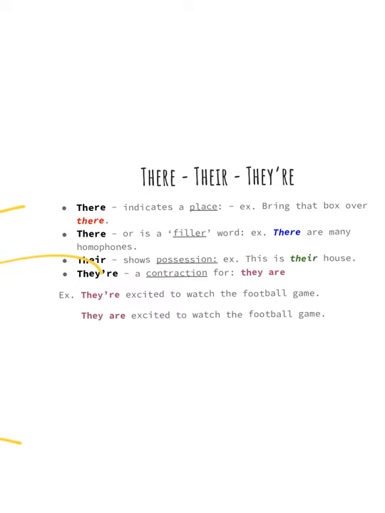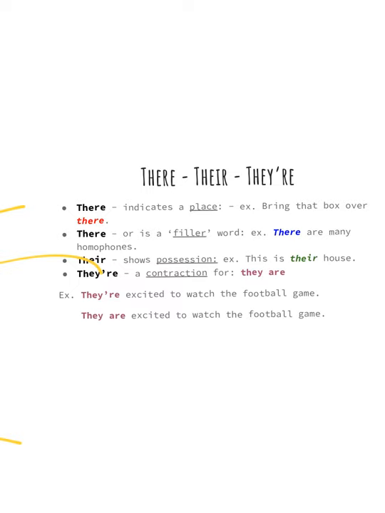Our first there, T-H-E-R-E, is used in two different ways. The first and most common is to indicate a place. So, for example, bring that box over there. All right, there meaning a place. It could be over in the corner, it could be in the kitchen, it could be out in the yard, on the deck. All right, but a place. Bring that box over there.